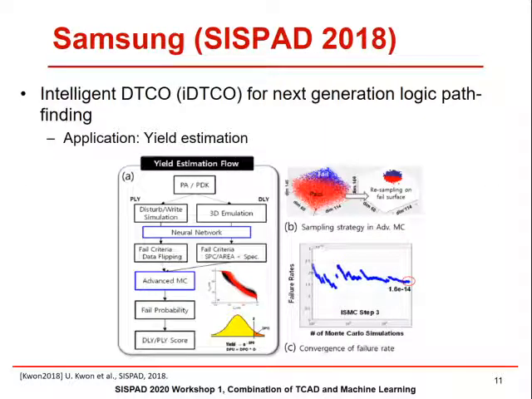In SISPAD 2018, Samsung reported their efforts in Design Technology Co-Optimization, DTCO. They used a neural network in the yield estimation flow. The neural network would provide an efficient way to relate the technology parameters and the failure criteria. The Monte Carlo technique is applied to realize a large number of samples.